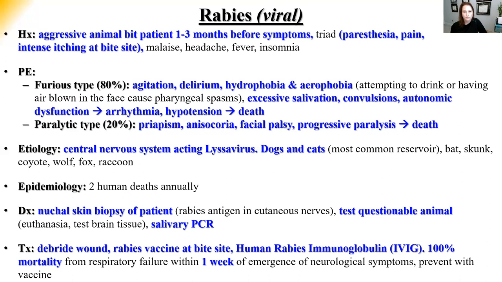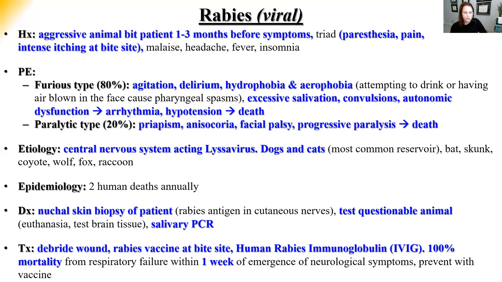There is 100% mortality rate from respiratory failure with either of these types within 1 week of the emergence of the neurological symptoms. We want to prevent this as much as we can with vaccines. So those high-risk reservoirs are dogs or cats. That's why they are required by law to have a rabies vaccine, because you're trying to reduce the transmission.